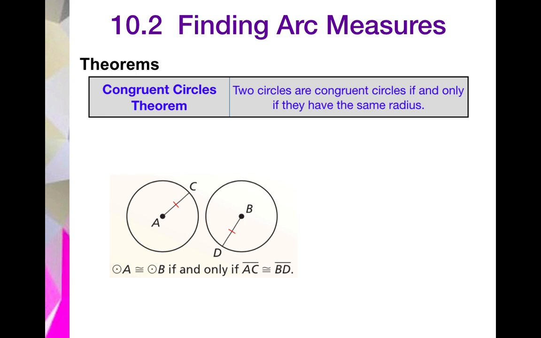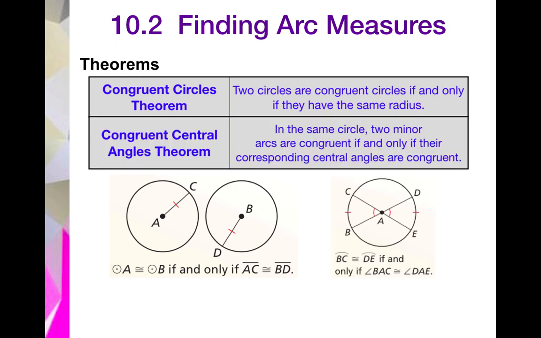Here are a couple theorems. The congruent circles theorem just says that two circles are congruent if and only if they have the same radius. So if I have two circles that have the same radius, then I know they're congruent. And if I know that two circles are congruent, then I know they have the same radius.